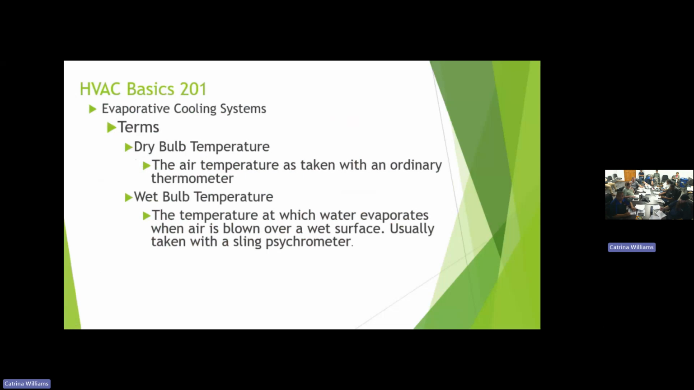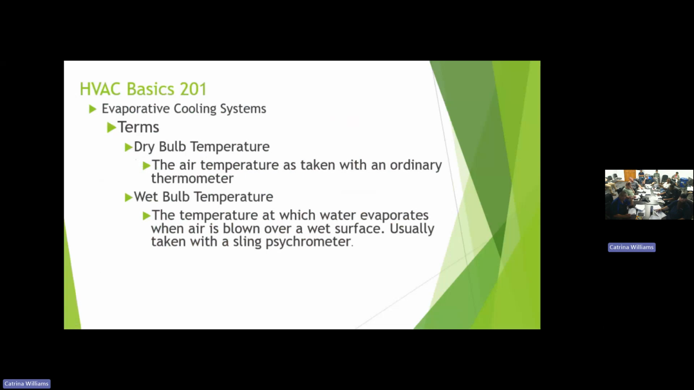Now we're going to jump into some evaporative cooling. And again, we're going to do a refresher course on some of the terms. The dry bulb temperature is the temperature you take on the ordinary thermometer. You have a thermometer in your yard, or you hear the weatherman talking. That's a dry bulb.